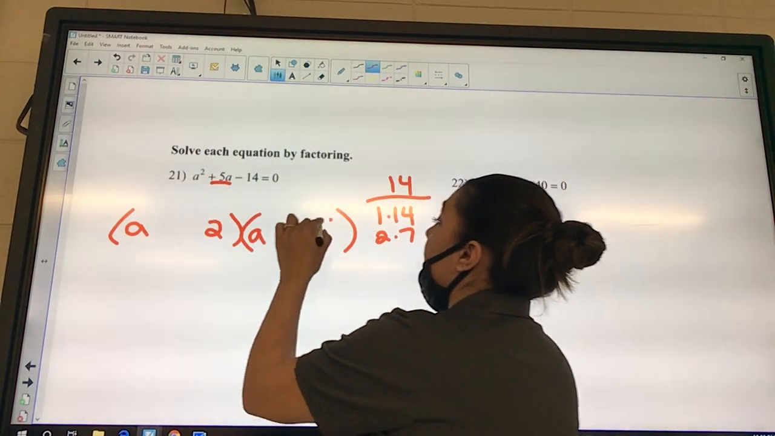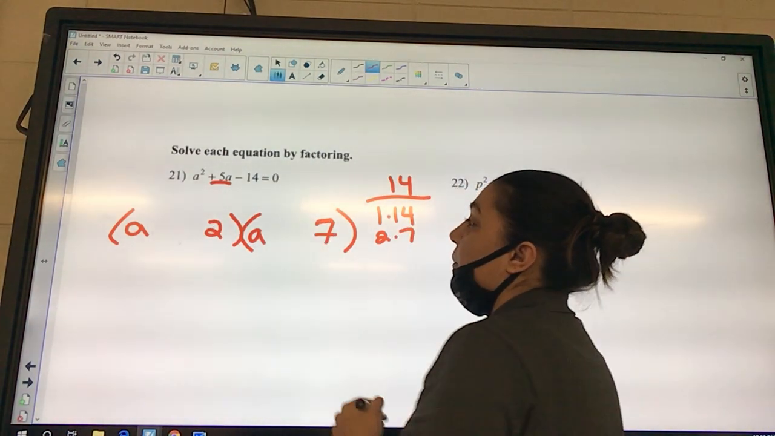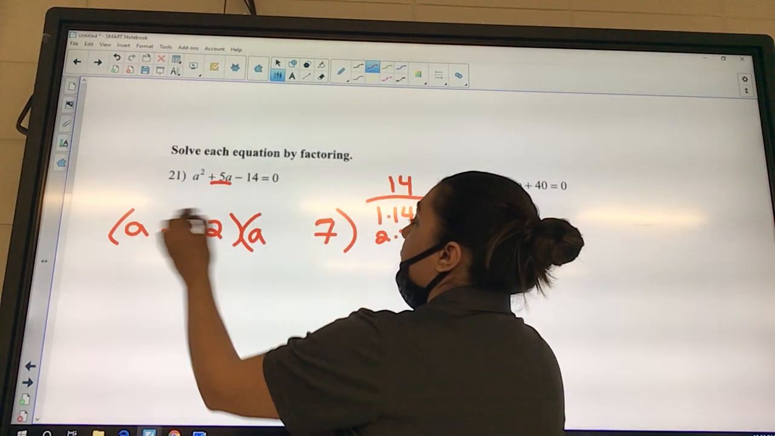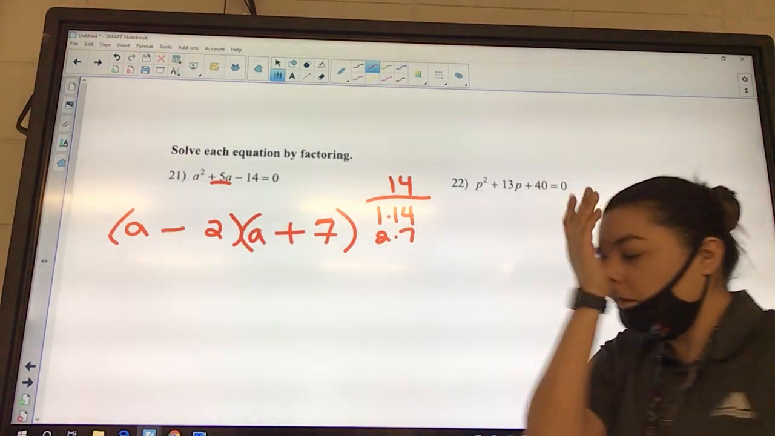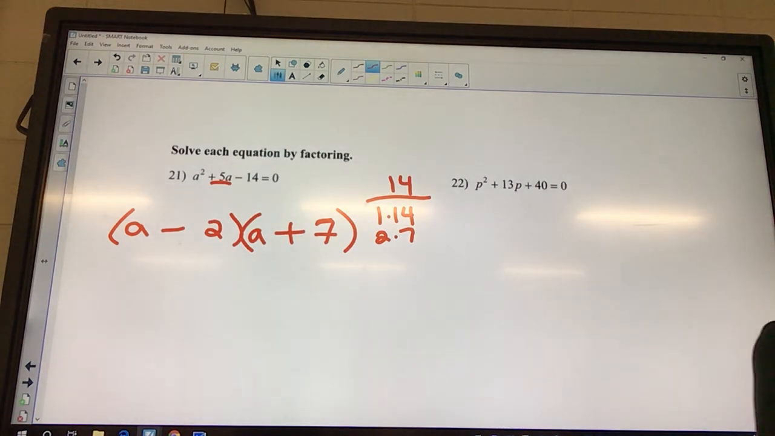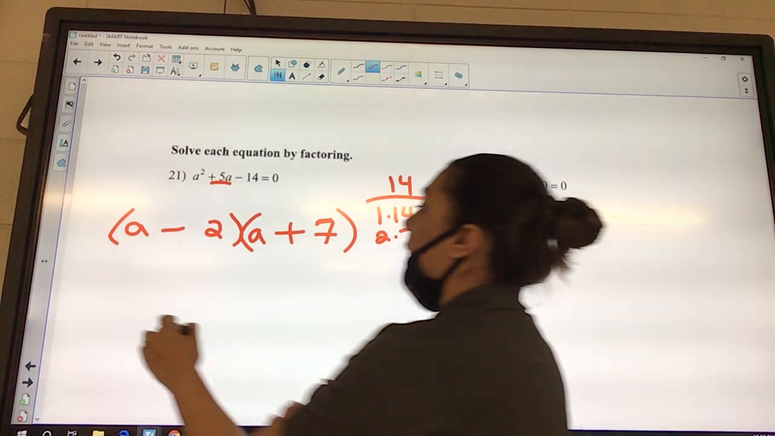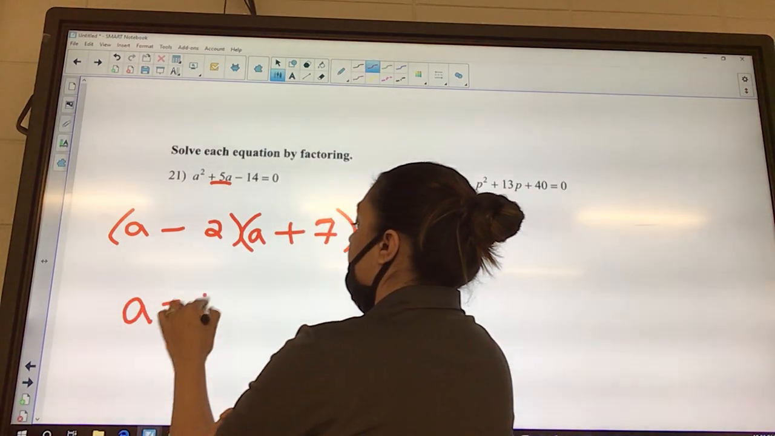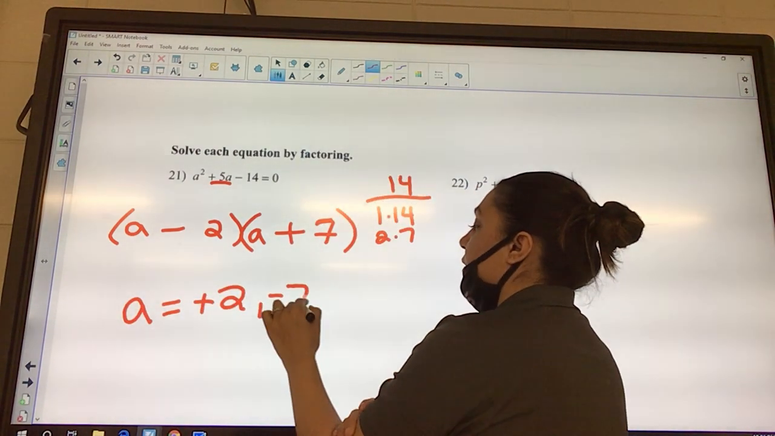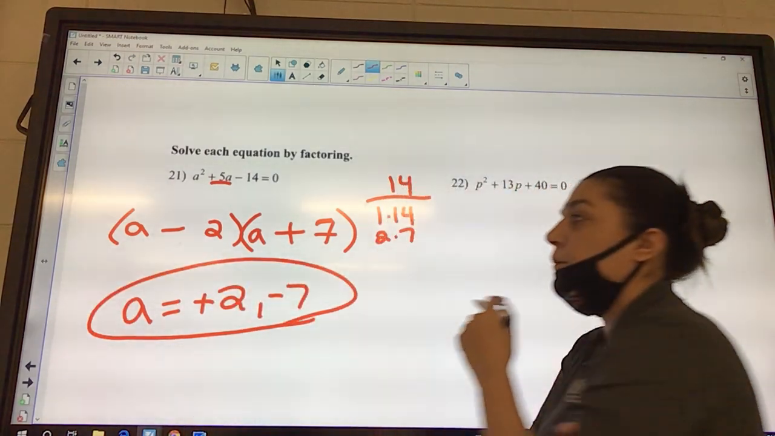And how can I get a 5? It's got to be a minus 2 and a plus 7. Do we stop or keep going? Keep going. So what's it going to be? A equals positive 2 and a negative 7, because it is 0.